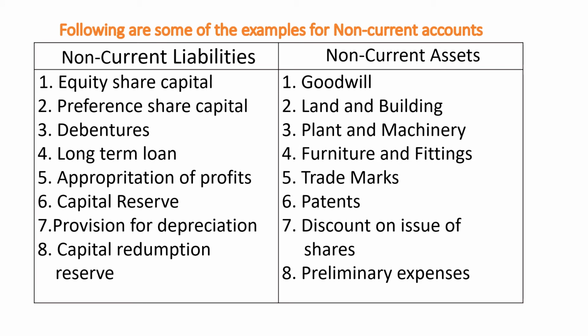Following are some examples of non-current accounts. Equity share capital, preference share capital, debentures, long-term loan, appropriation of profits, capital reserve, provision for depreciation, capital redemption reserve are some examples of non-current liabilities. Goodwill, land and building, plant and machinery, furniture and fittings, trademark, patent, discount on issue of shares, preliminary expenses are some examples of non-current assets.